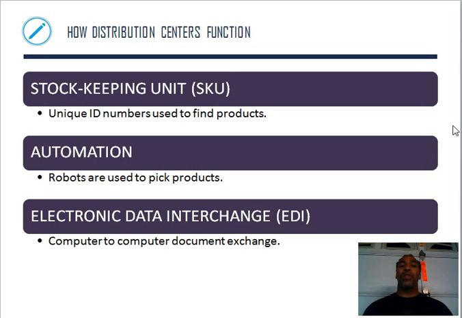How distribution centers function. So you have your stock keeping unit or your SKU number. A lot of times you hear that in the industry. So unique ID numbers used to find products. Automation. Robots are used to pick products, like with Amazon. Electronic data interchange. Computer-to-computer document exchange.